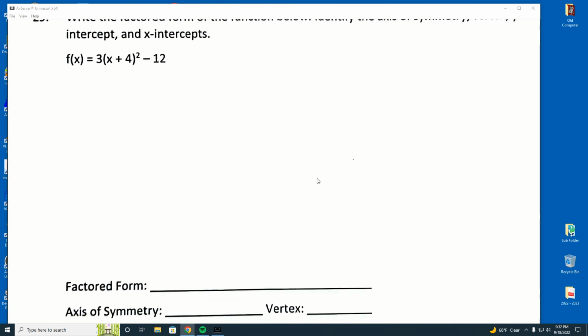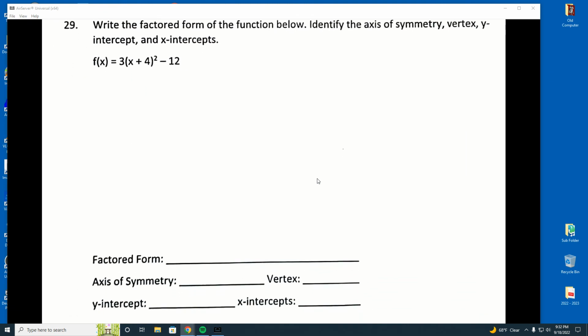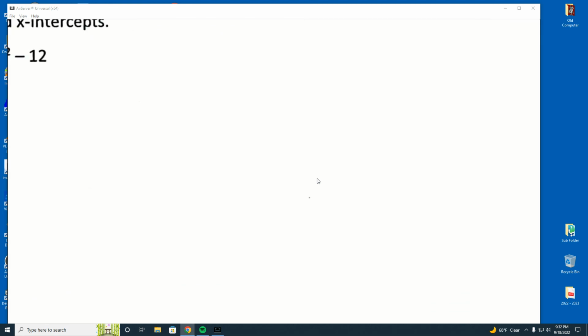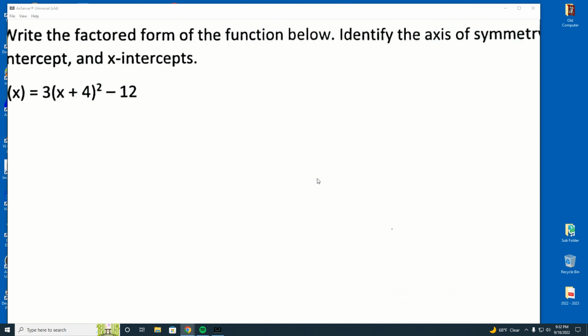Remember, it's in vertex form, very much like the one that we've already done. Remember, on the inside, it's the opposite. So my vertex is at negative 4. And on the outside, it is what it is. So negative 4, negative 12. What else did we say we already know? Well, we know our axis of symmetry. x equals the x value of my vertex, negative 4. So now we're going to turn this from here into standard form.